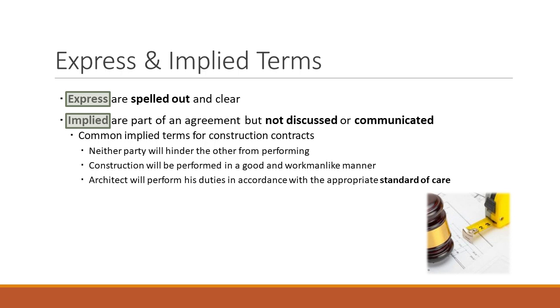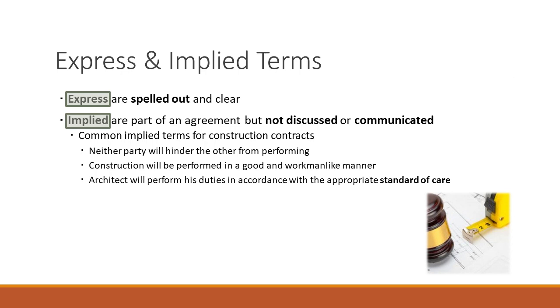There are a number of things that are commonly implied in construction contracts, but here are some that, no matter what, you're going to see, whether you see them in writing or not. These are just three examples. There are probably 50 I could put, but just so you can understand.